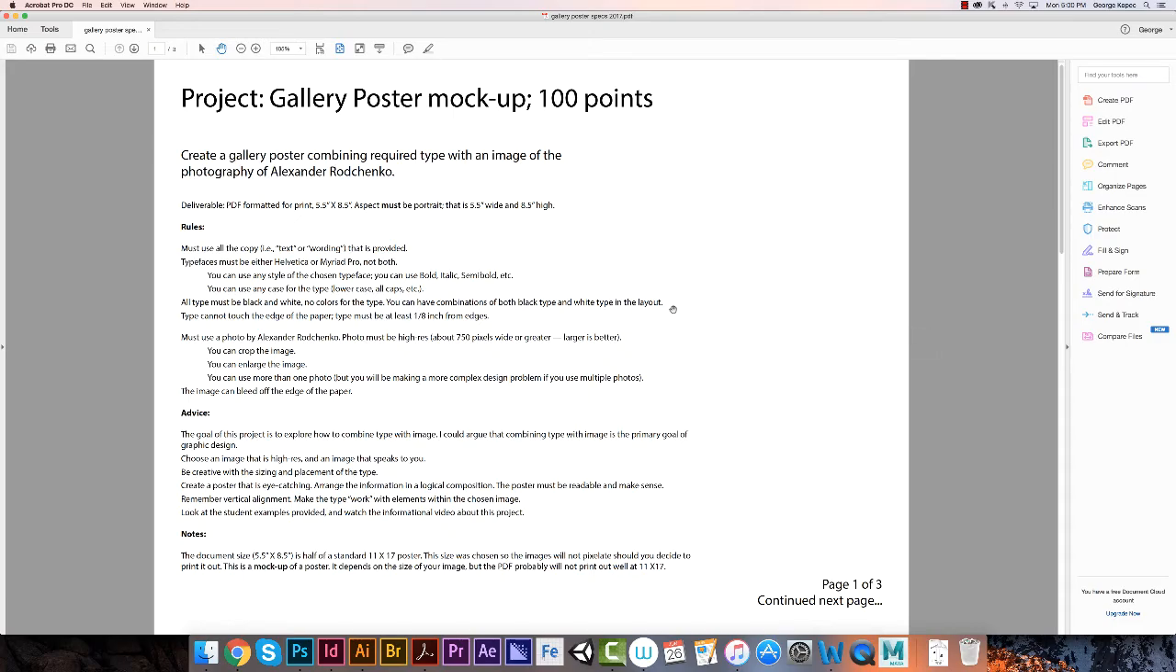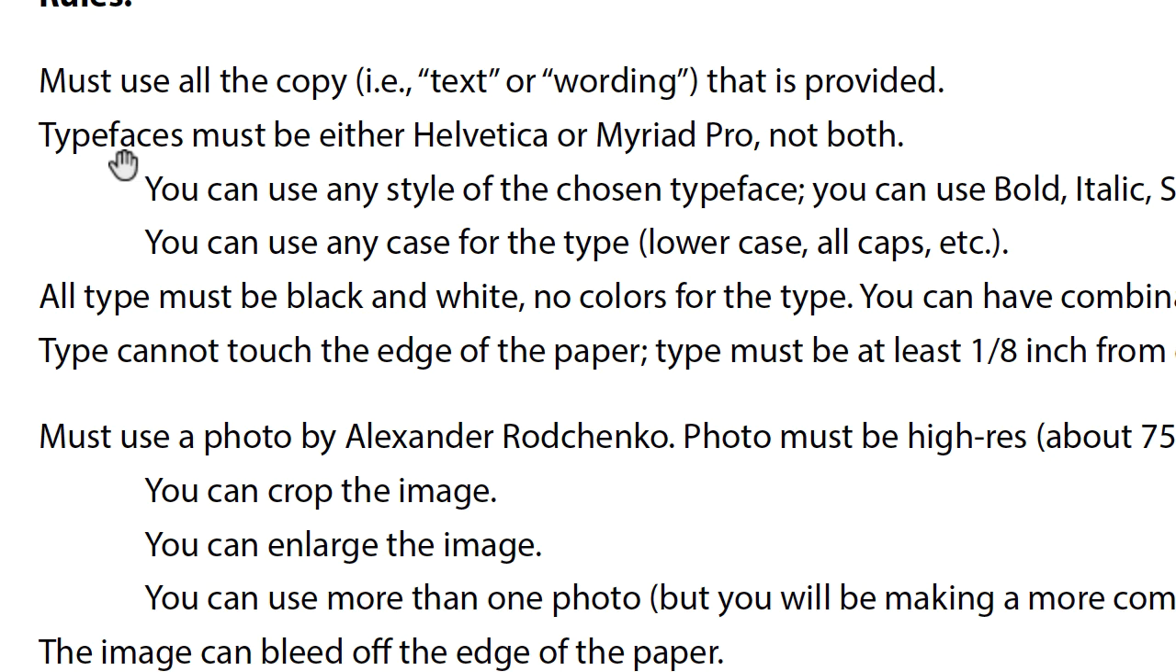Read it carefully. The one thing I want to point out is the typefaces that you use must be either Helvetica or Myriad Pro, one or the other, not both. Mac users have Helvetica and Myriad Pro. PC, Windows people have Myriad Pro available. You can use bold, semi-bold, italic. It has to be black and white. And you'll see in some examples that you can combine. You can have some type that's white, some type that's black. You can have uppercase, lowercase, and so on.